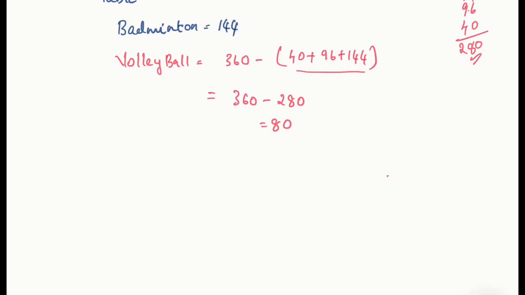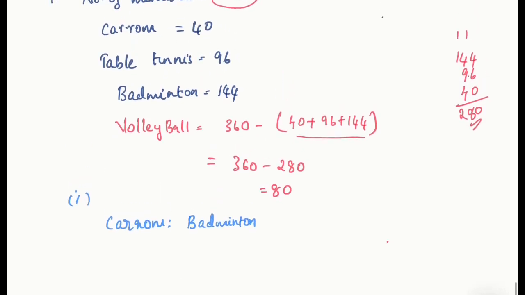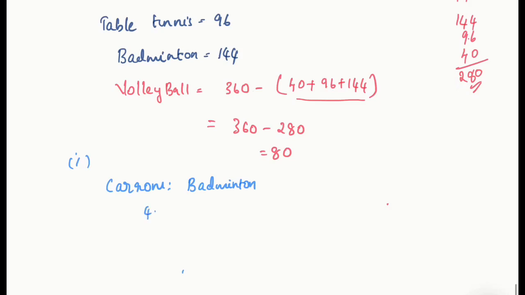Find the ratio of the members who play. What is the first sub question given? Have a look at the first sub question. It is given as carom to the number who play badminton. So we can just write it like this. Carom is to badminton. How many of them play carom? 40. Badminton is 144. 40 is to 144. It's equal to 40 by 144.